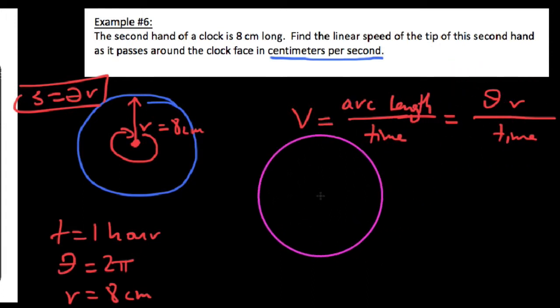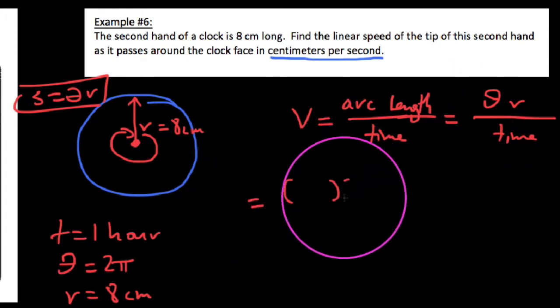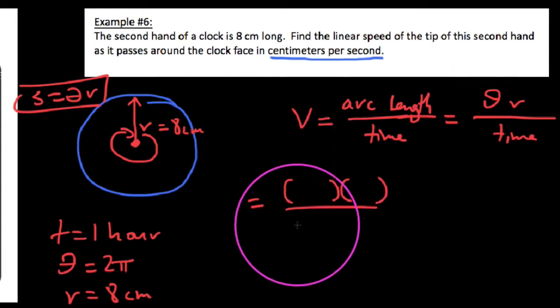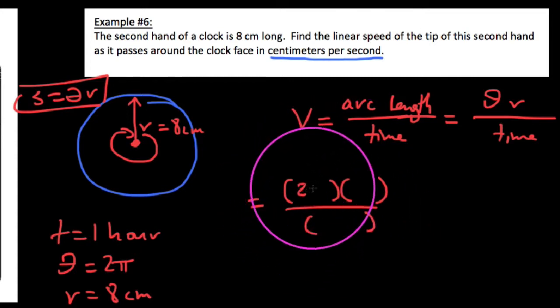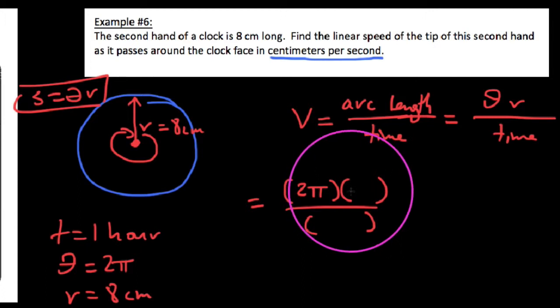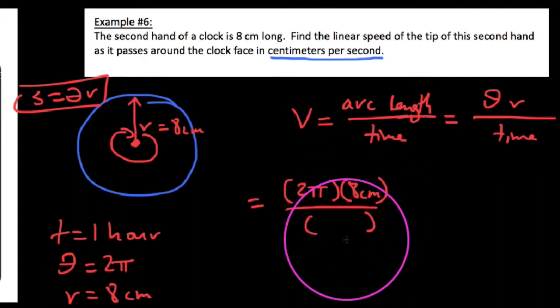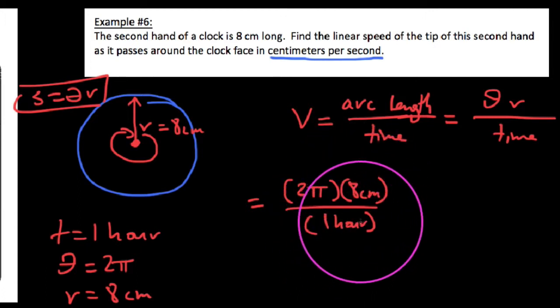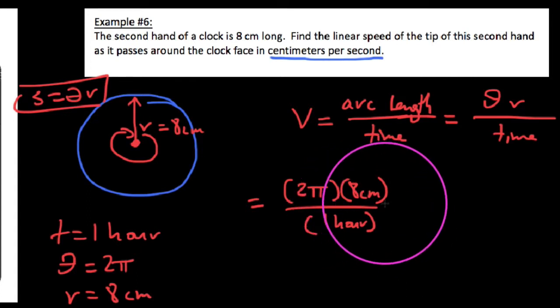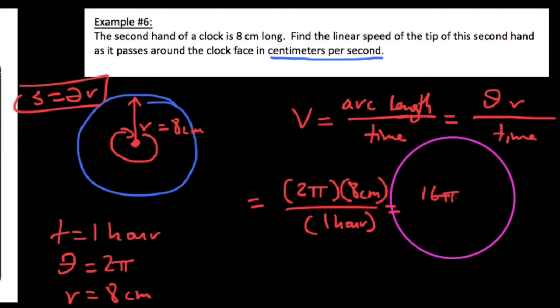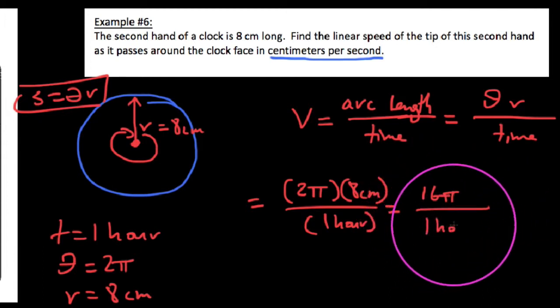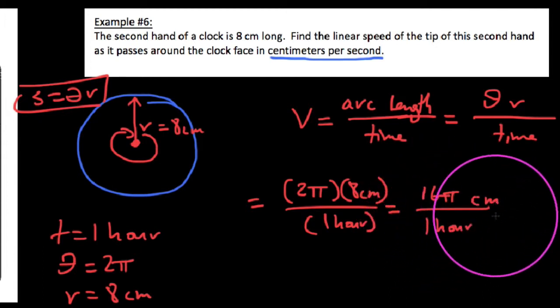So to go back to this formula we see up here, really all we need to do is say theta r, which is our arc length over time, and fill in these values. Theta is 2 pi radians, 8 centimeters would go here, and this happens in 1 hour. Important here, we can multiply this straight across. We get 16 pi, I'm going to leave this written as a ratio, over 1 hour, so 16 pi centimeters per hour.